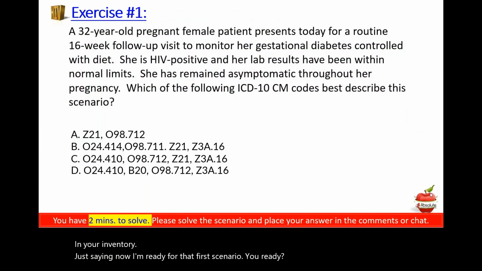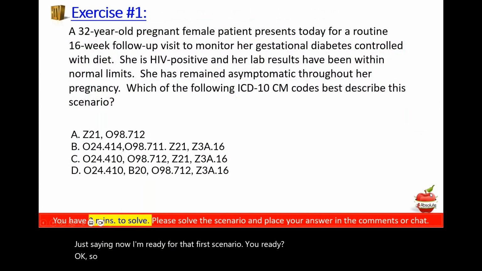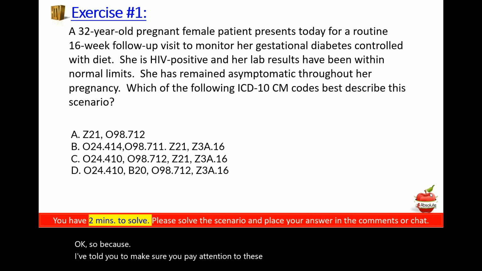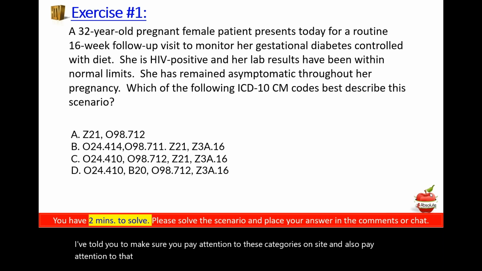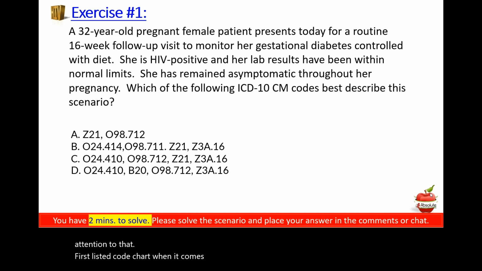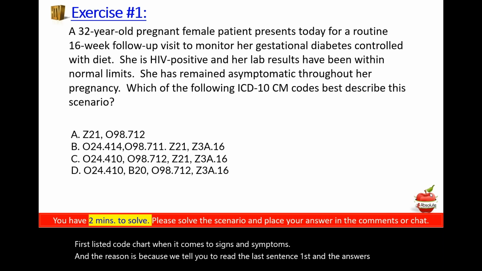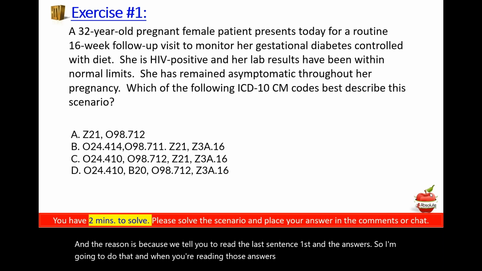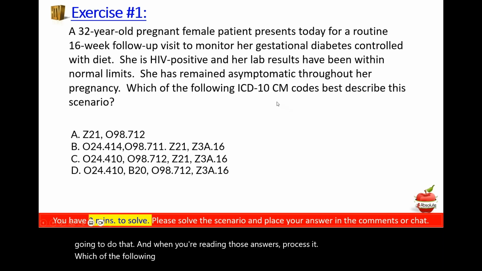Now I'm ready for that first scenario. You ready? Okay. Because I've told you to make sure you pay attention to these categories on sight, and also pay attention to that first listed code chart when it comes to signs and symptoms. The reason is because we tell you to read the last sentence first and the answers. So I'm going to do that. And when you're reading those answers, process them. Which of the following ICD-10-CM codes best describes this scenario?